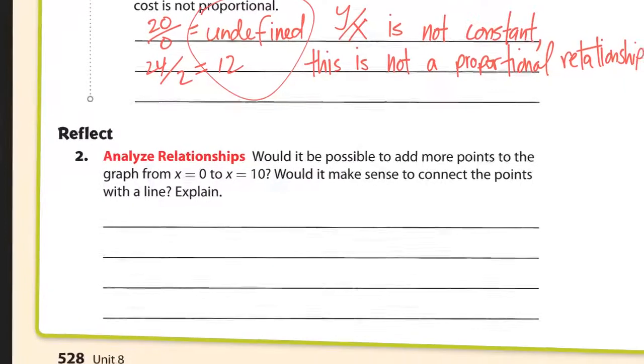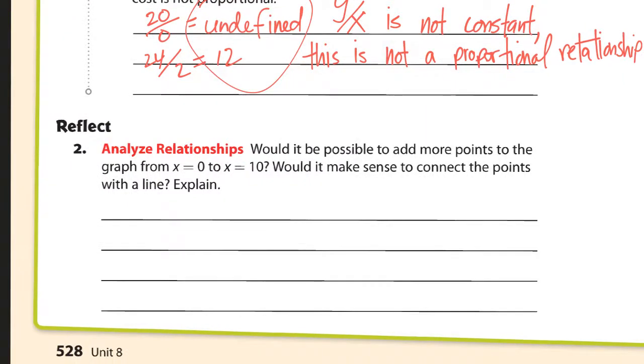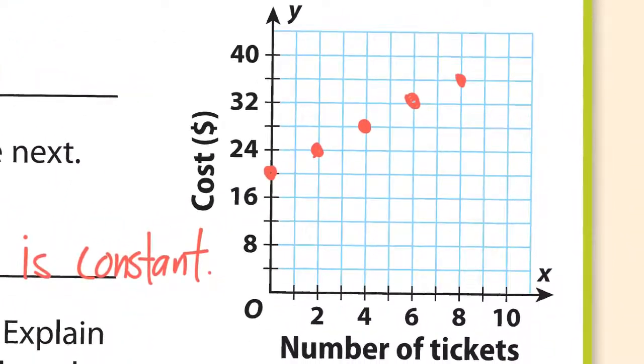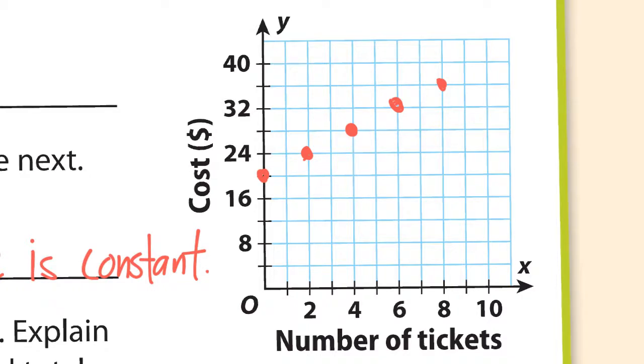Next, let's reflect. Would it be possible to add more points to the graph from x equals 0 to x equals 10? Could we add more? So could we add points on the graph in between these? Would it make sense to? Yes, it would. This is just 2 tickets, but we can have 1 ticket. 1 ticket would be $22, right in between there. We can buy 3 tickets. We can buy 5 tickets, and so on.